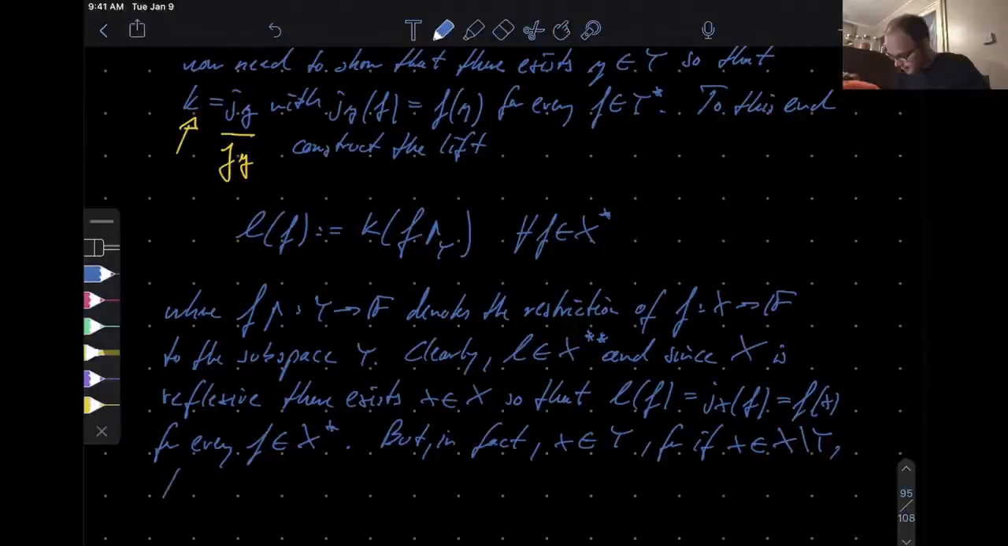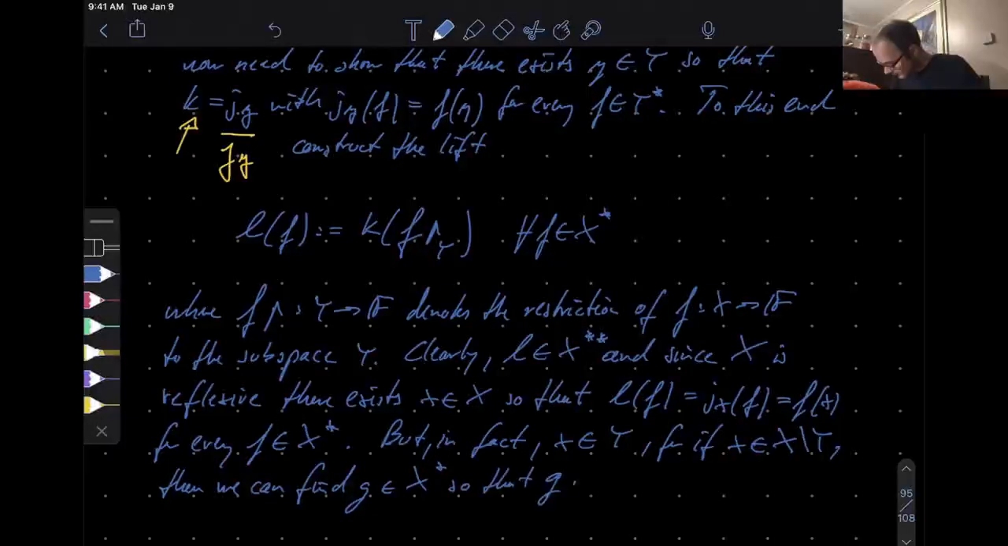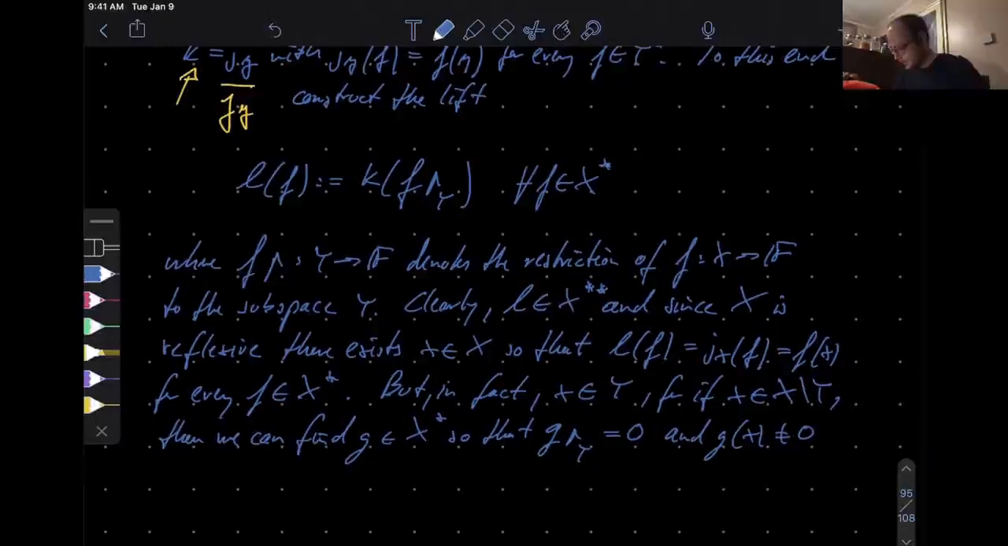Okay, then we can find, as a Hahn-Banach consequence, a linear functional on the whole space which vanishes on the subspace, since I use this restriction here. So its restriction to the subspace is identically 0, but at that designated point it does not vanish. But this contradicts the following chain of equalities.